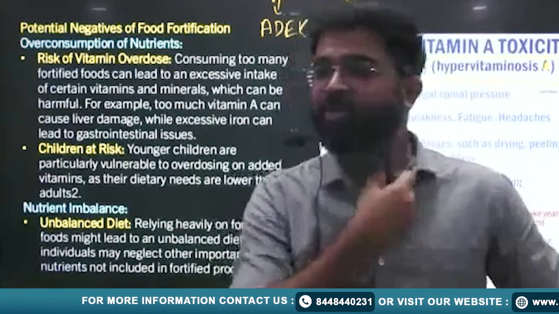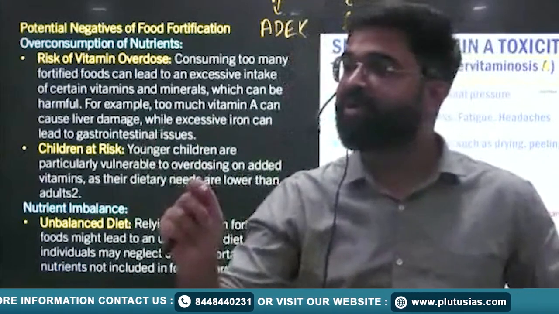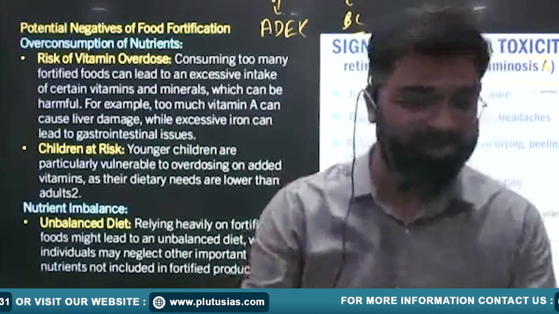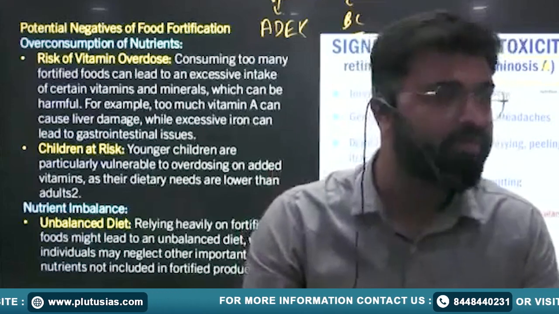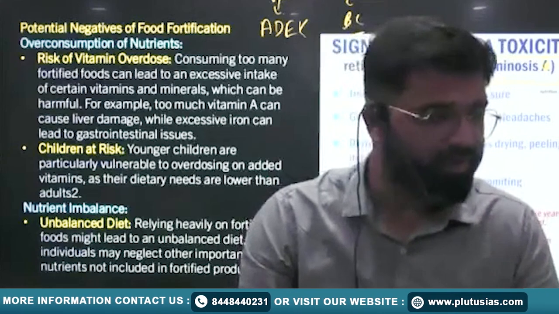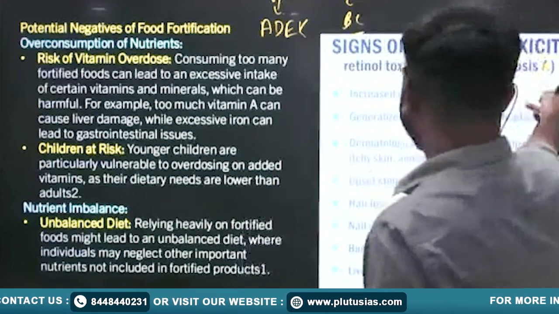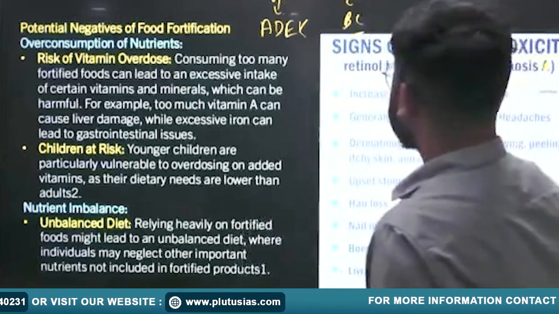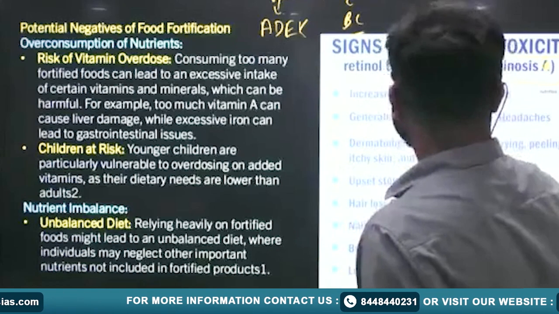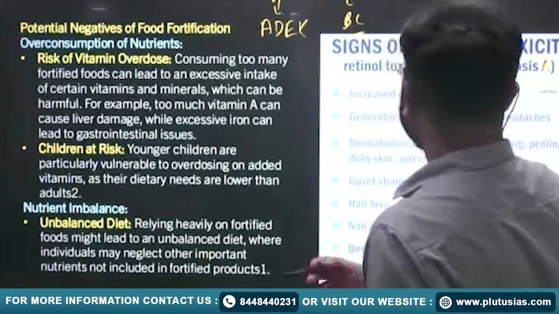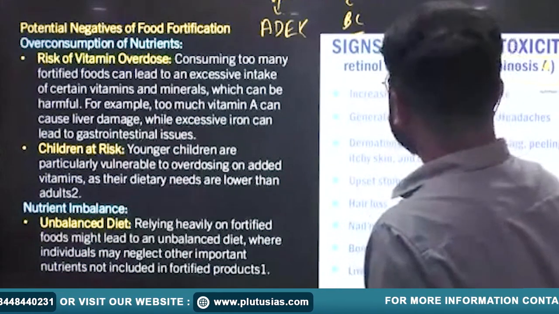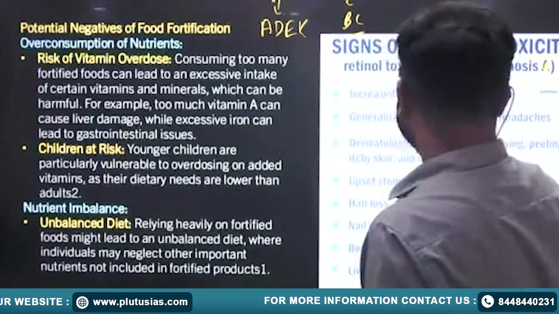Okay? Which is nothing but the overconsumption of which type of vitamin? Fat soluble vitamin. Okay, hypervitaminosis will not be caused by water soluble vitamin, that is B and C. It will be caused by fat soluble vitamin. And because of that, like hypervitaminosis A, increased cerebral spinal pressure, generalized weakness like fatigue, headache, then dermatological issues such as drying, peeling, itchy skin, cracked lips, upset stomach, nausea, vomiting, hair loss, nail infection, bone and joint pain, liver and spleen enlargement. Yes or no?